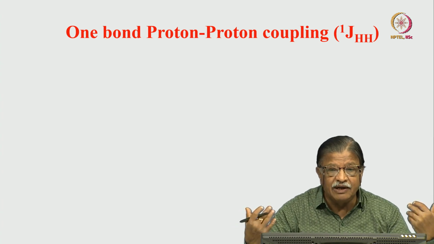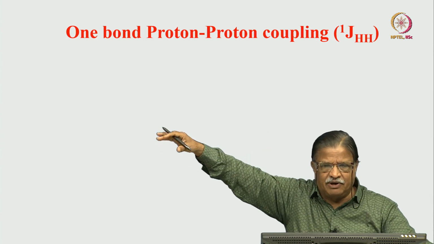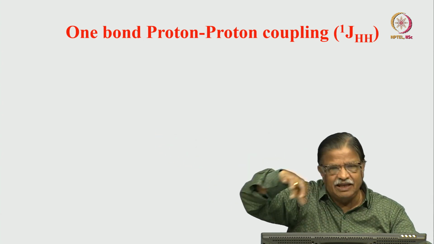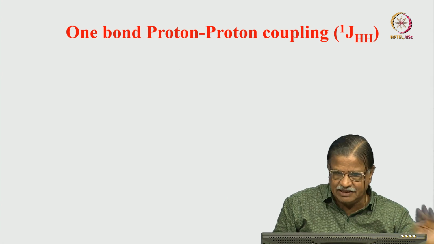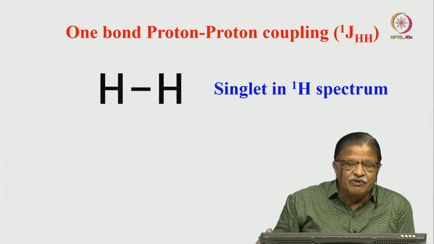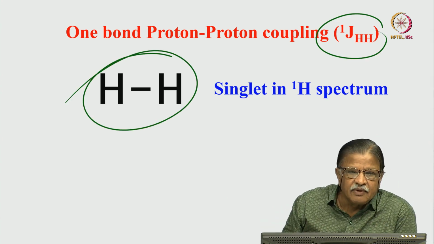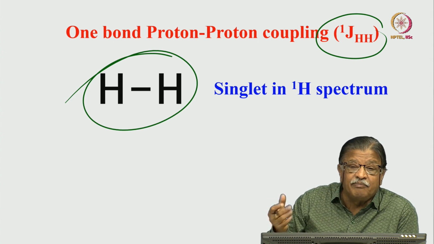I told you coupling can extend up to 2 bonds, 3 bonds, and of course, as the number of bonds keeps increasing, consecutively this strength keeps coming down. It does not matter, but for each one we should know the strength. Which is the 1 bond coupling among the protons? First thing you can think of is a hydrogen molecule, but how do you get the coupling here?